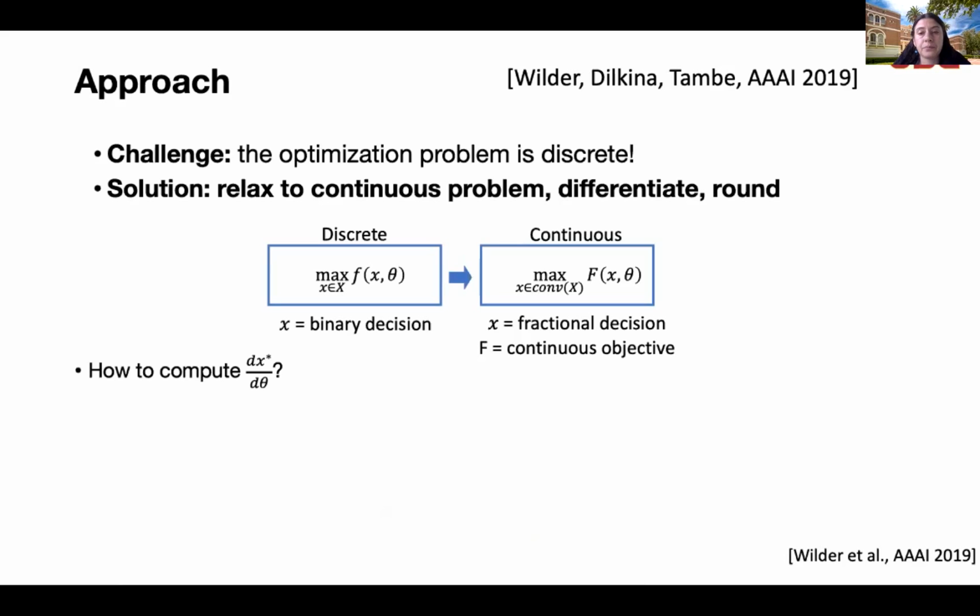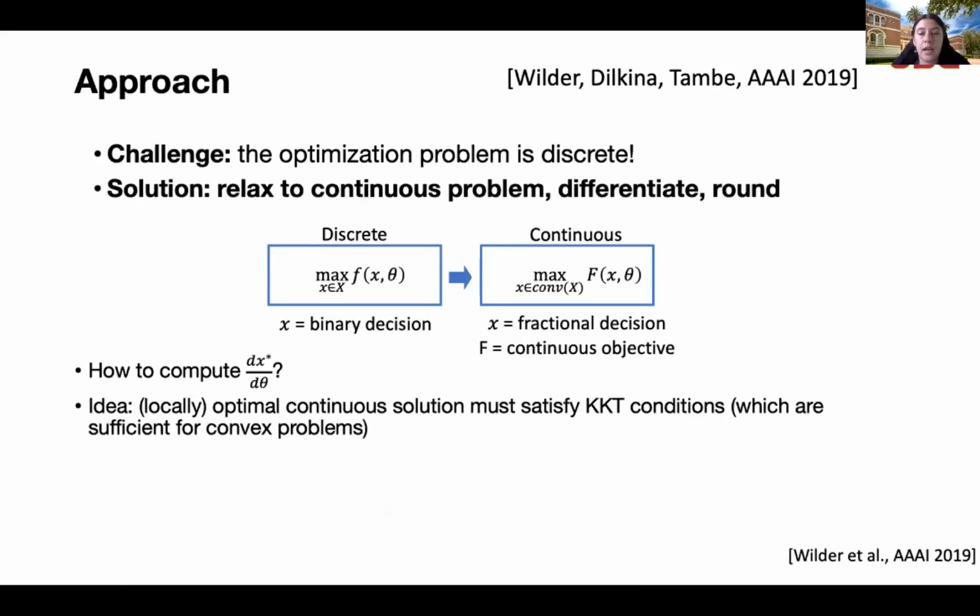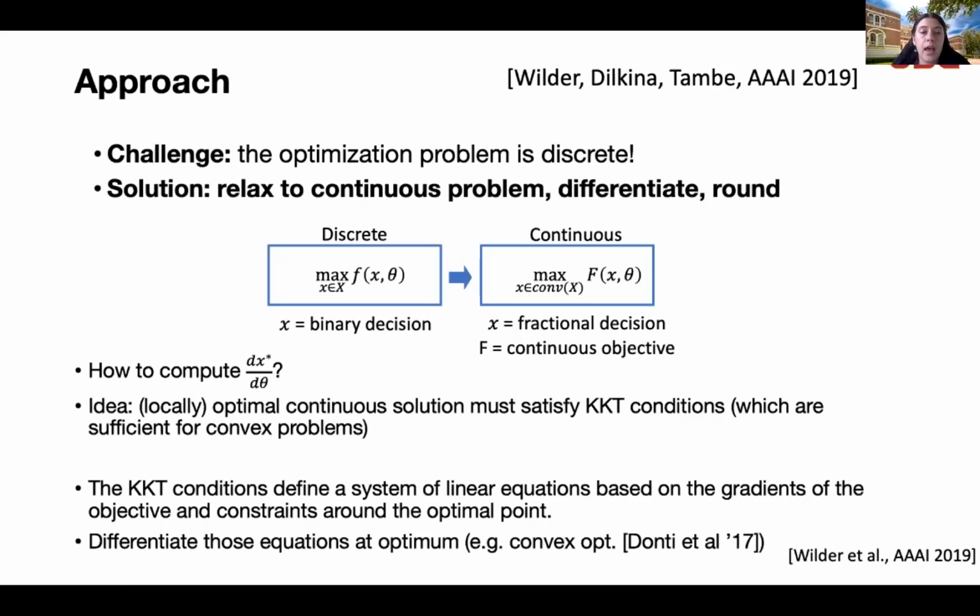So how can we compute this critical component, which is to differentiate the decisions, the values of our decision variables, with respect to the parameters that we gave to our optimization algorithm, right? And so the key technical aspect is to actually use the fact that the locally optimum continuous solution must satisfy KKT conditions. And in fact, these KKT conditions define a system of linear equations, which is differentiable. And that was the key part that was exploited also in the earlier paper by Donti et al.